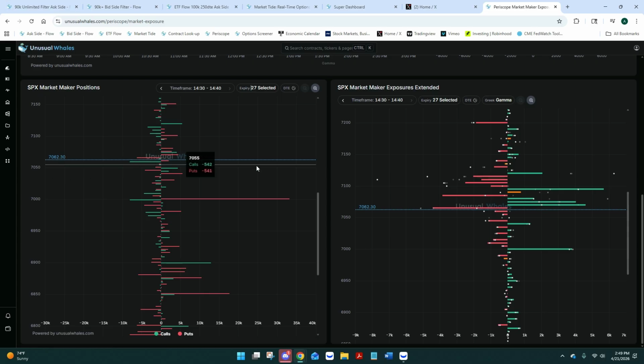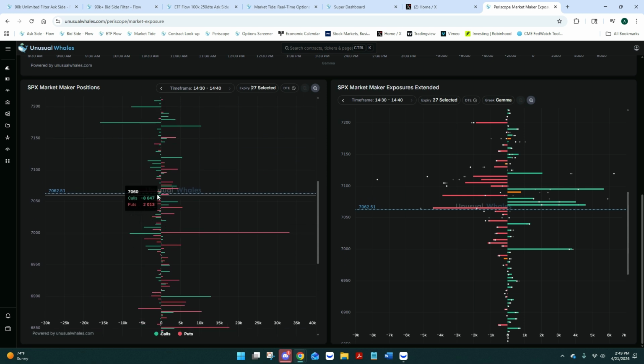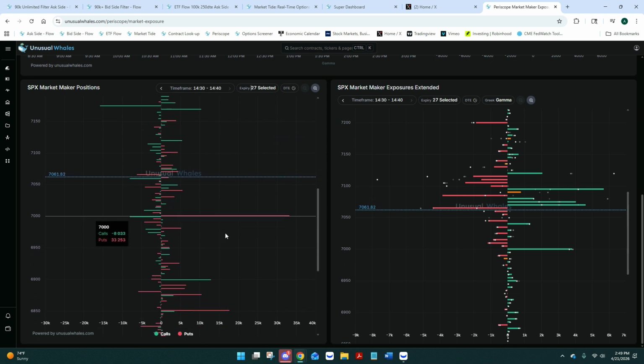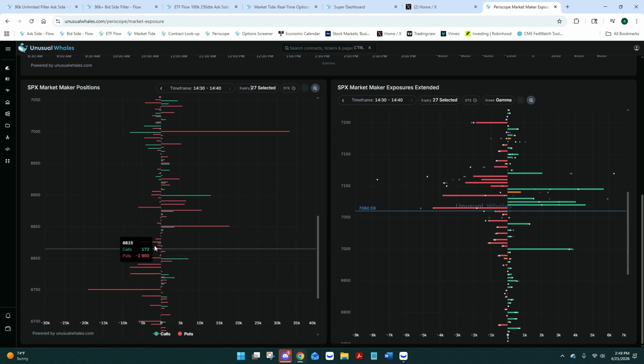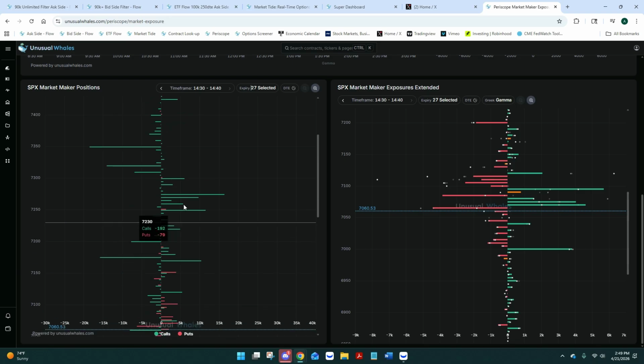But this is your full textbook. This has all your positioning here. It's telling you exactly what's in here. Long puts here, long puts here, then there's short puts down here, and just long calls up here.